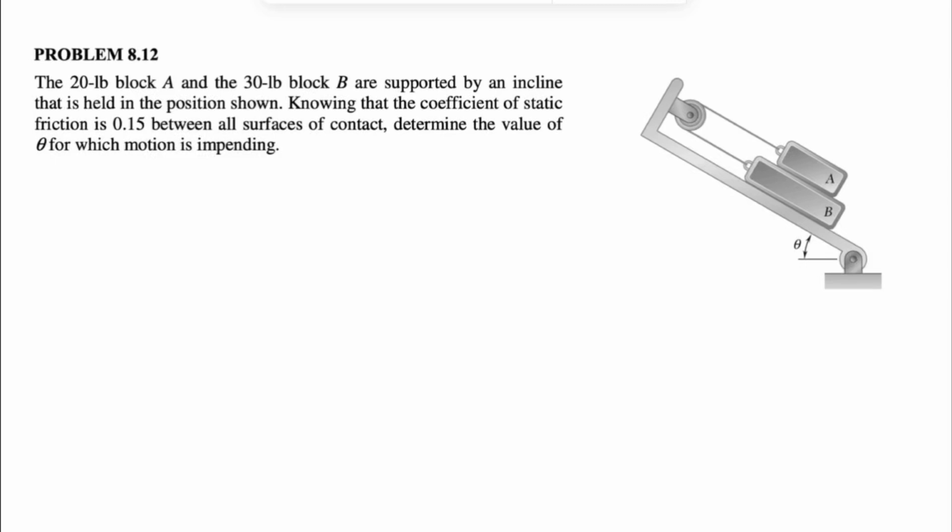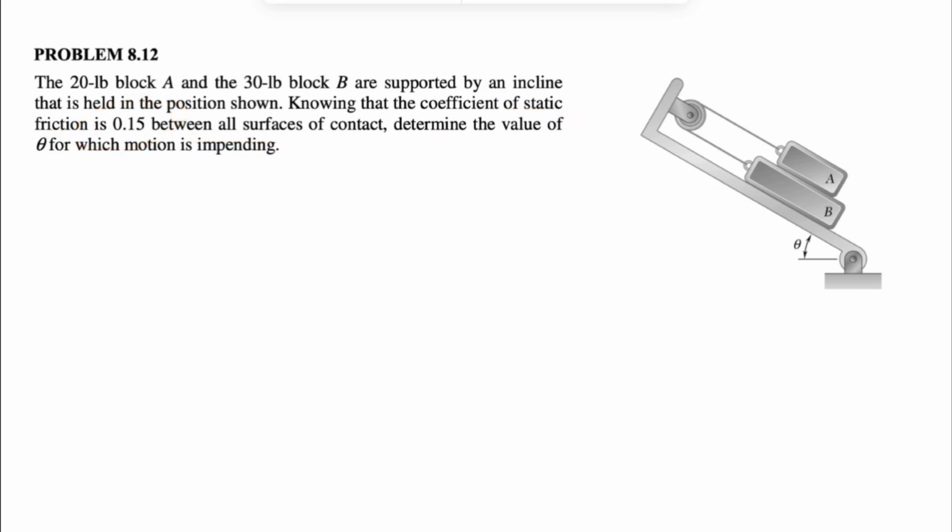Alright guys, let's see if we can solve question 12 from chapter 8 of the Beer & Johnston textbook. In this one we have a 20-pound block A and a 30-pound block B that are supported by an incline that is held in the position shown. We know that the coefficient of static friction is 0.15 between all surfaces.